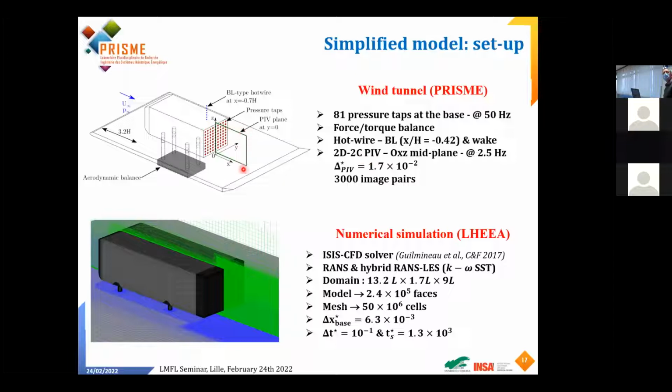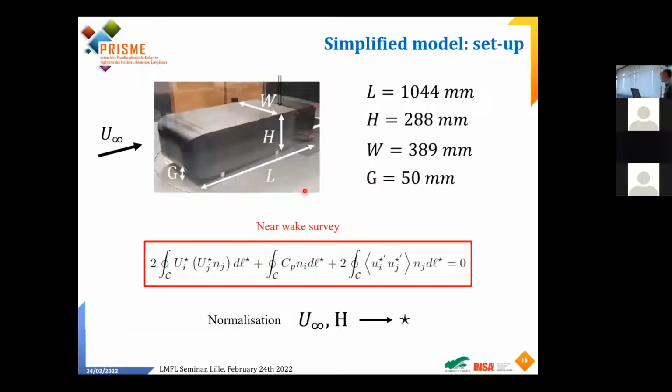So this is represented here by the red square, which is here, at low frequency and not so high resolution, let's say. With 3,000 image pairs to compute the mean quantities, because at the end of the day here, we have mean quantities and averaged quantities for the turbulence, okay?